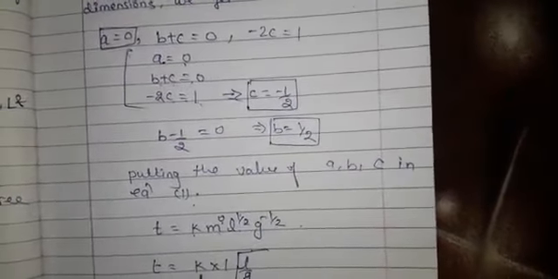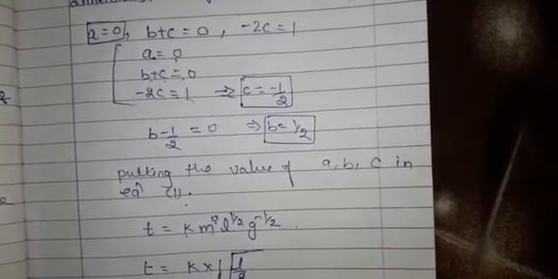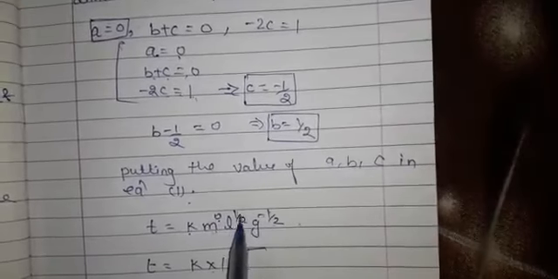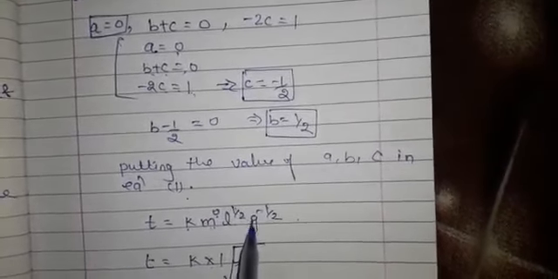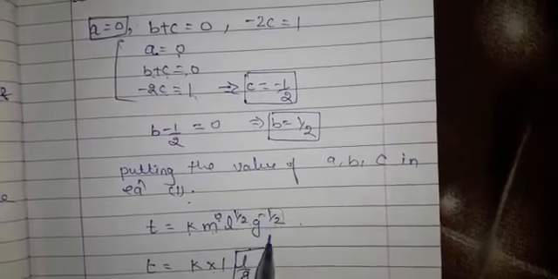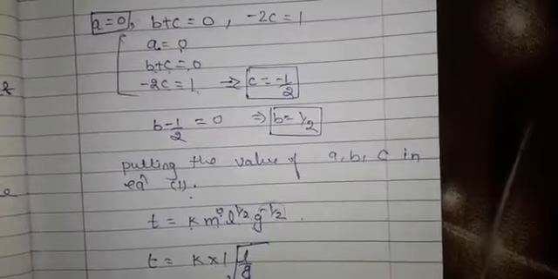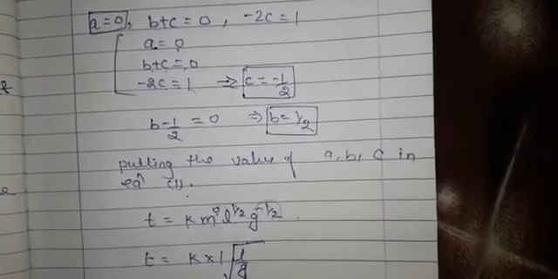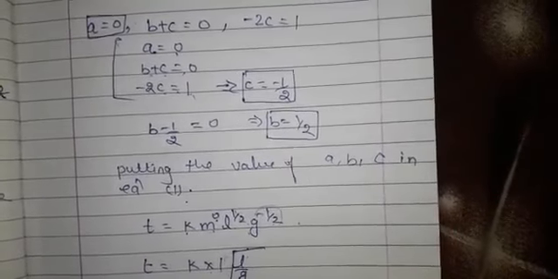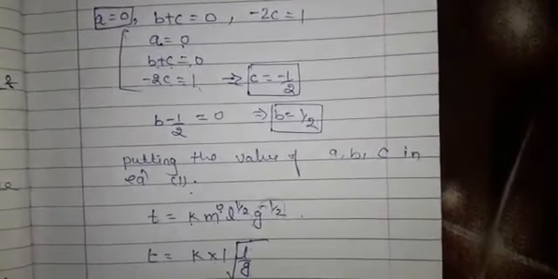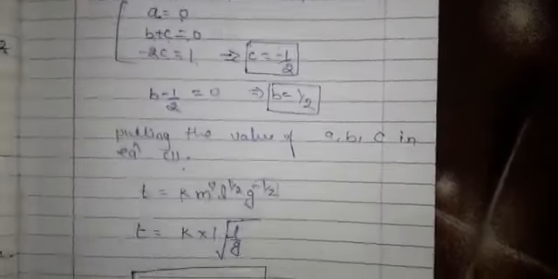So T equal to what? K into, what is the value of M to the power 0? It is 1. And L to the power 1 by 2, and g to the power minus 1 by 2. If you want to convert this power into positive, g goes in the denominator, so L by g, and the power 1 by 2 is root. So T equal to what? K under root L by g. This is our required formula.